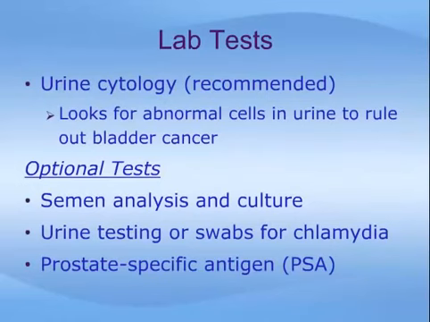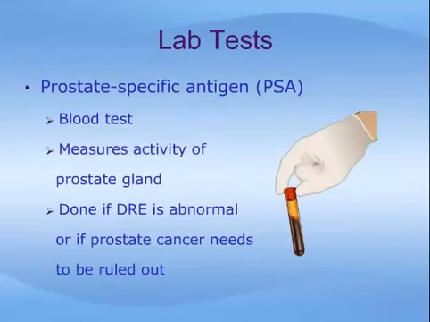This is simply a urine test, whereby a specialized doctor or lab technician will look for abnormal cells in the urine to rule out bladder cancer. Optional lab tests include a semen analysis and culture, urine testing or swabs for chlamydia, a type of sexually transmitted disease, and prostate-specific antigen, or PSA. PSA is a blood test that measures the activity of the prostate gland. It is done if the DRE is abnormal or if prostate cancer needs to be ruled out.